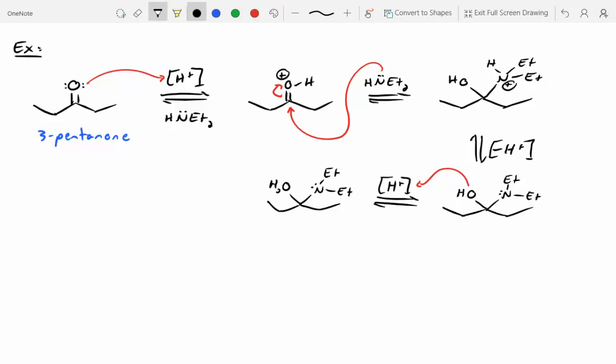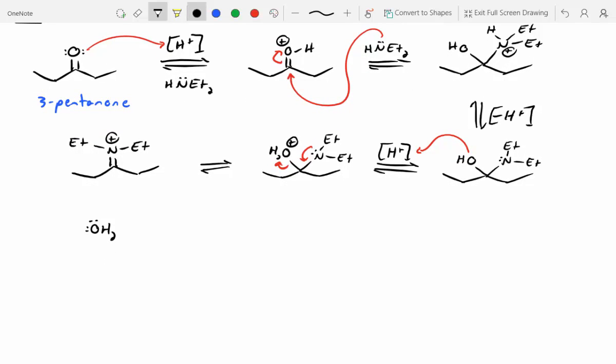Now we've got water with an extra proton, which is a good leaving group. We'll kick off this water. This nitrogen has a positive charge. We're not quite done. Now what? Yeah, we're just going to grab one of these protons. Does it matter which side we grab it from?